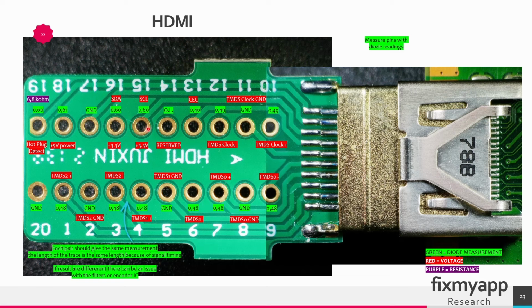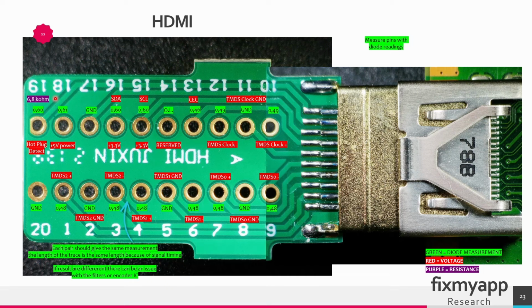And both pins have a value of 3.3 volts. On this pin there will be a plus 5 volt power supply present, and this pin is used for hot plug detect. So when you connect a device onto this HDMI port, the console will detect that there is a screen connected.